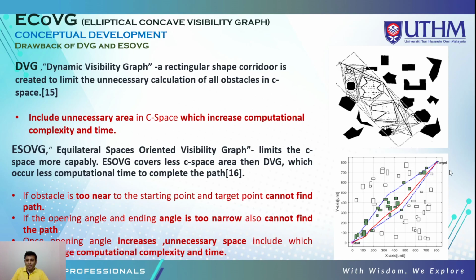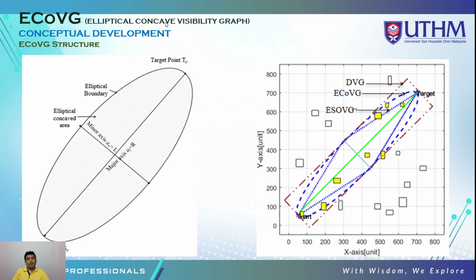The rectangular shape does not have this, but the problem is if the obstacle is near the opening angle here, the planner is outside of the boundary. You see, this is the boundary of the equatorial shape. When an obstacle is very near, it is outside. So the DVG model has the problem of unwanted space, and the equatorial space model has the problem of opening angle or closing angle. To overcome these two problems, I developed the elliptical concave visibility graph.